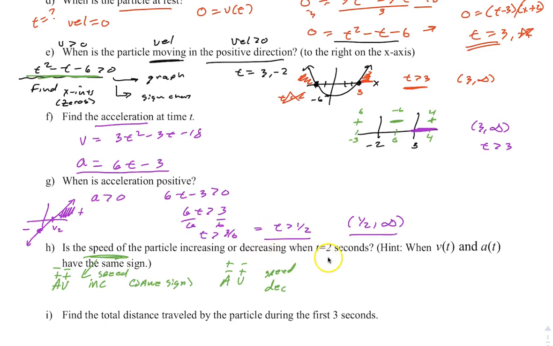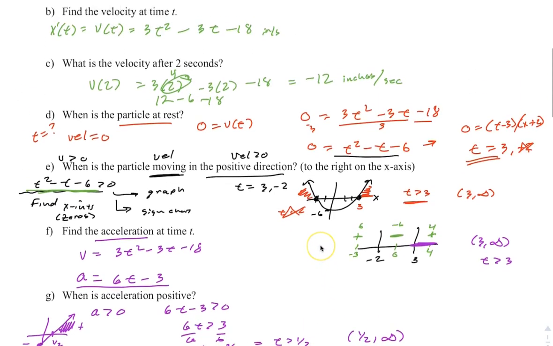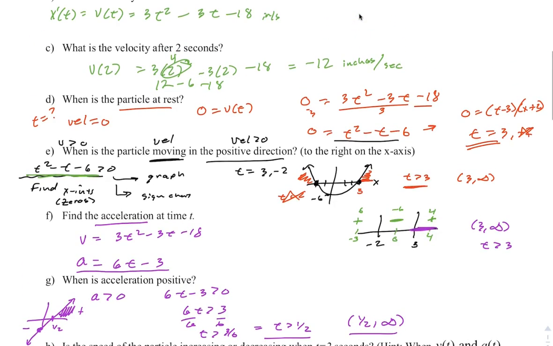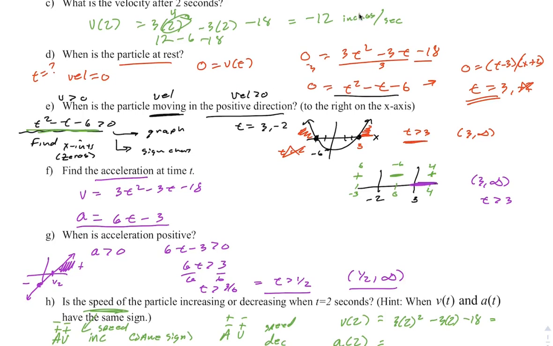So that asks us about at 2 seconds. Here's an easy way to do it: just figure out what v of 2 is and what acceleration of 2 is. The velocity at 2, we had an equation up here: 3 times 2 squared minus 3 times 2 minus 18. I think we did this one earlier, actually. Yeah, we got negative 12 meters per second from earlier.